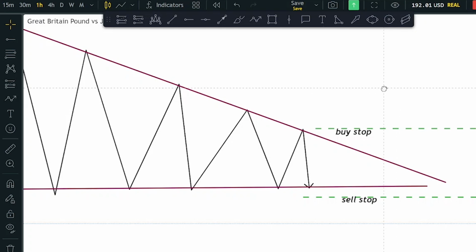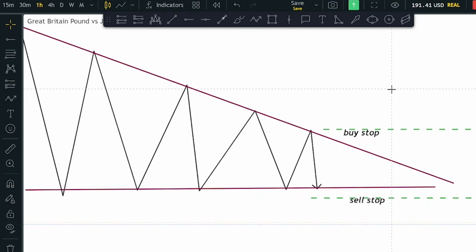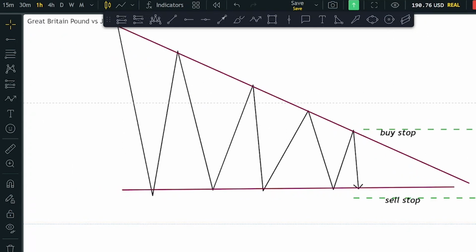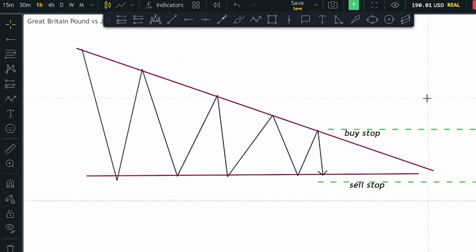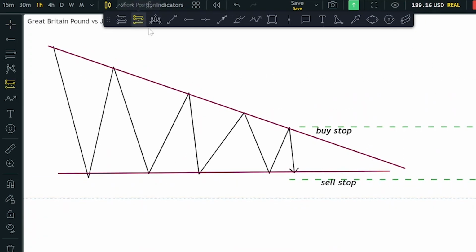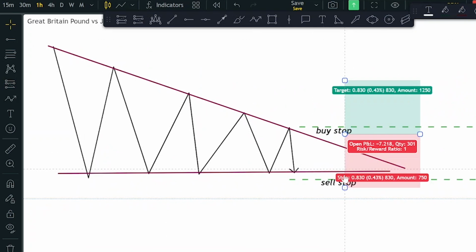Okay, using a buy stop and a sell stop with this triangle, you have to make sure that the market has volume, because the way to avoid a fake-out of this signal is to make sure that, as long as you're waiting outside of this triangle, the market is moving fast. After that, the target will be equal to the height of the formation of the triangle.